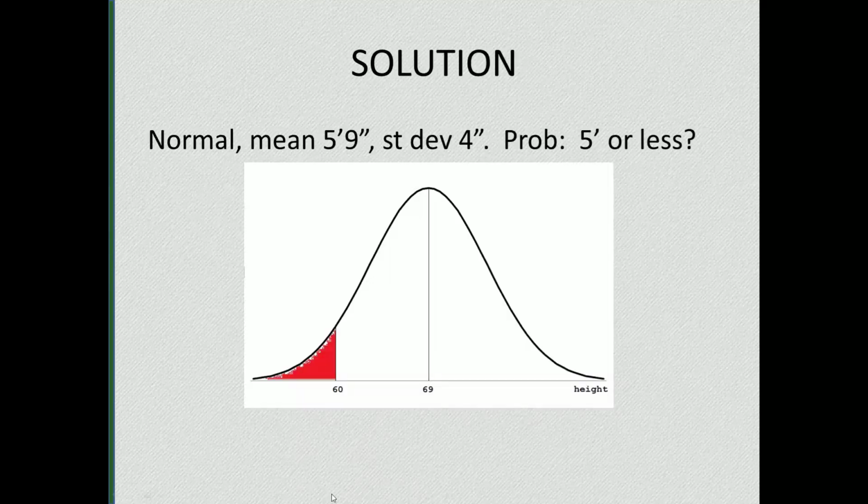Here's our picture. Heights are running along the horizontal axis. The mean is 5'9", 12 inches in a foot, so 5 foot is 60 plus 9. The mean is 69 inches. Standard deviation is 4 inches. 5 foot would be 60 inches. We're looking for this red shaded area under a curve.